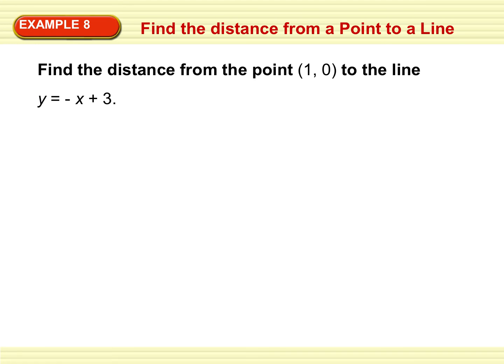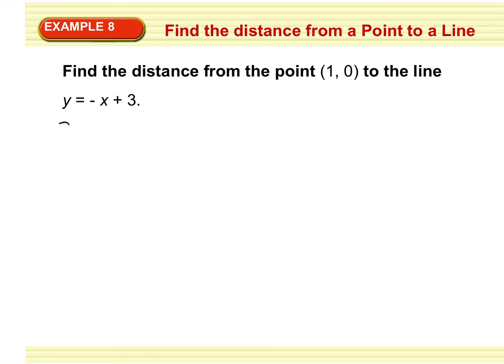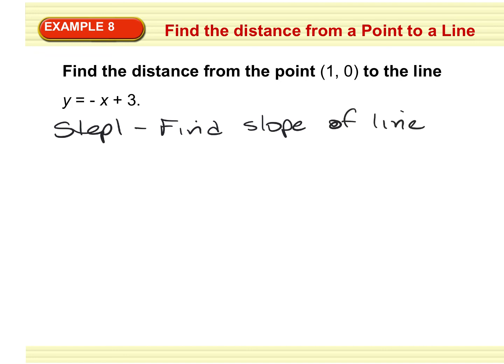Example 8 wants us to find the distance from a point to a line. Remember, the distance from a point to a line is that perpendicular distance that we're looking for. So the first thing we need to do, step number 1, is going to be to find the slope of the line that's perpendicular to the given line.